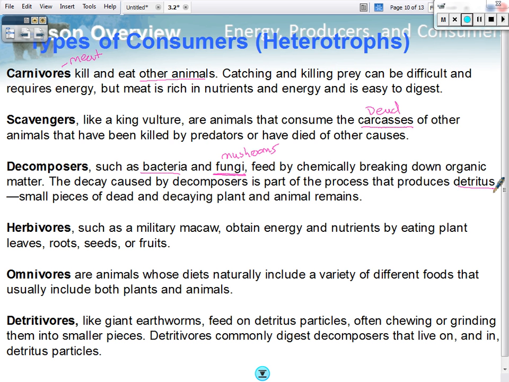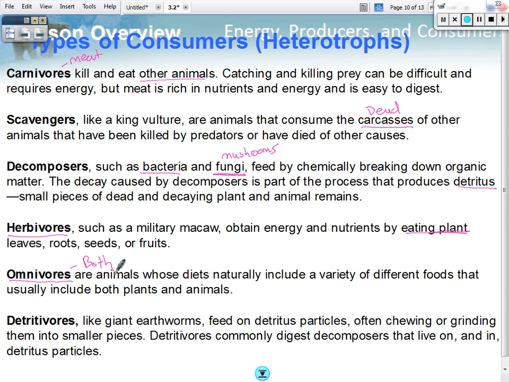Back to consumers of more animal type, we've got herbivores and omnivores. Okay? Herbivores, those are your plant eaters, okay? They eat plants, okay? Your omnivores, they're both. They eat what they can get, okay? A lot of humans are omnivores. They'll eat meat and they'll eat plants. They eat what they can get, okay?